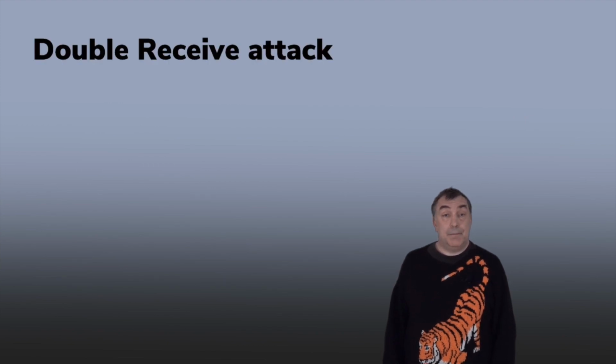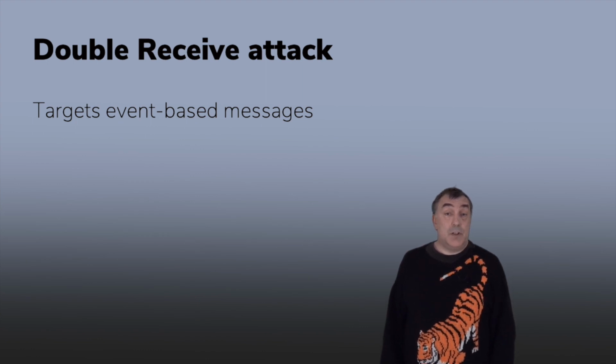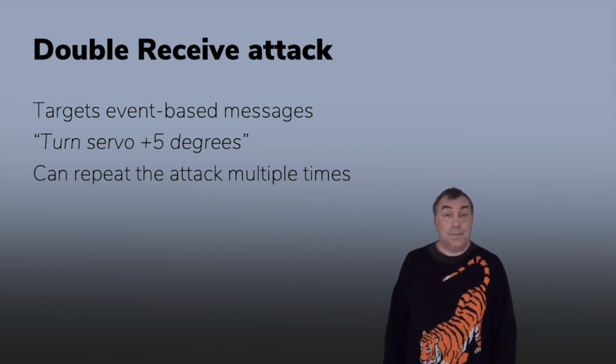This is obviously something that can be exploited by a CAN protocol attack. The target of attack is an event message. Multiple receipts of a state message, such as sensor readings, most likely don't have severe consequences. An example of an event message is a servo command to turn +5 degrees. Receiving this message twice will change its meaning by moving the servo a total of 10 degrees. And the attack can be repeated multiple times. Let's go back to the lab to see this attack for real.